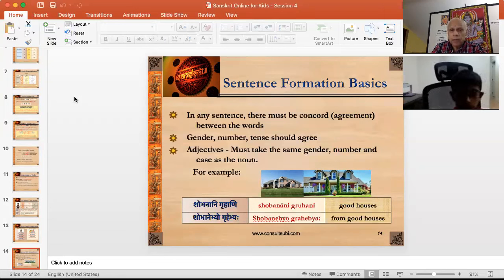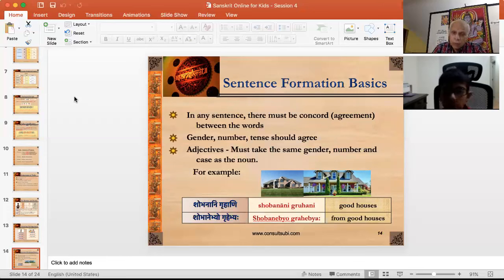Similarly, in Sanskrit, you have to also agree with the gender. In English, you say he reads a book, she reads a book. But in Sanskrit, the gender also is important. So you have to have three agreements. One is the gender, the second is the number, and the third one is a tense. All the three should agree.